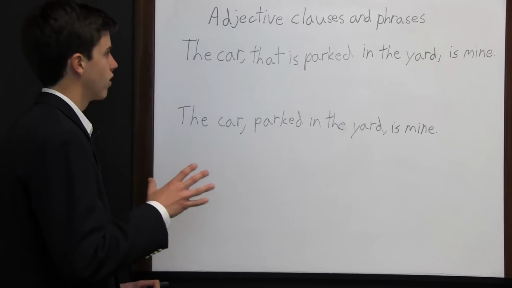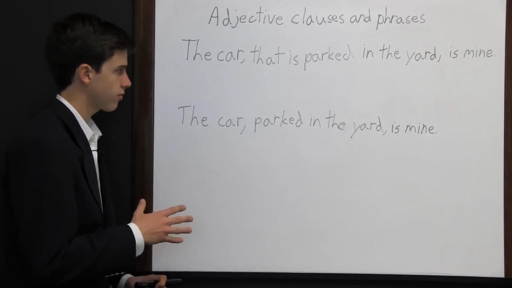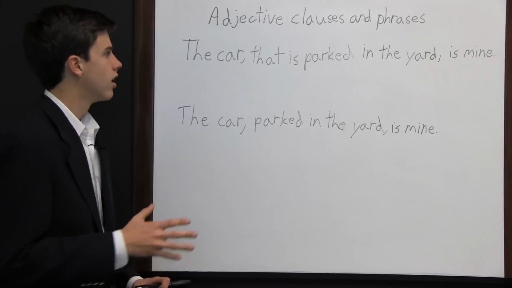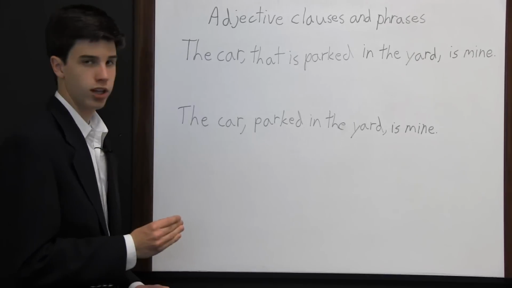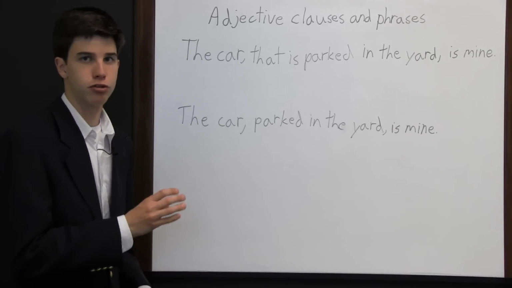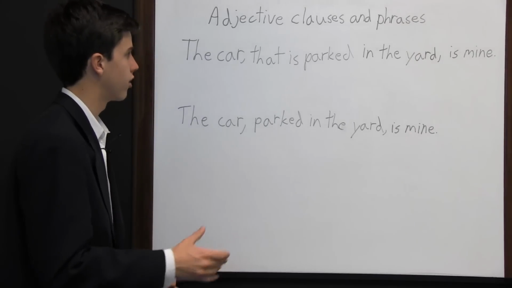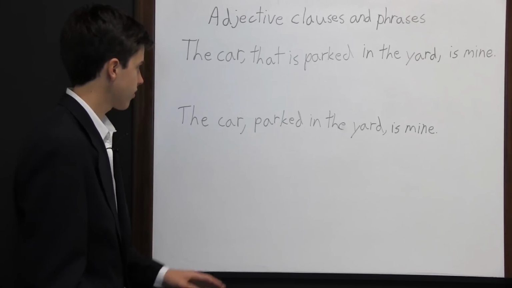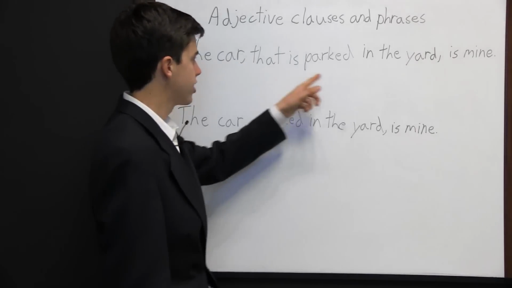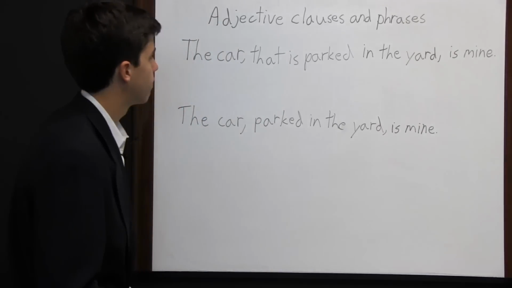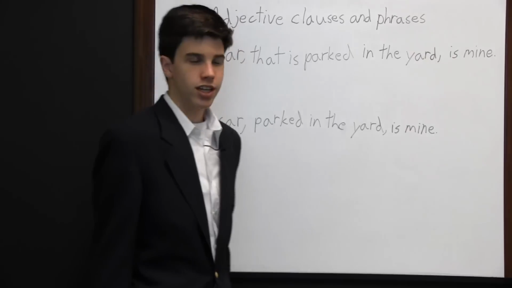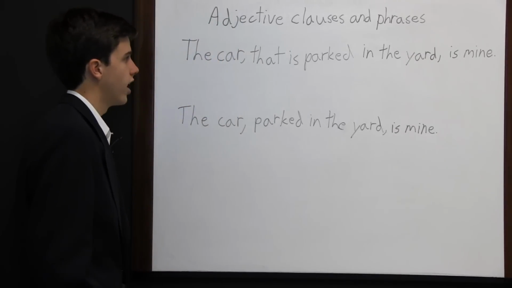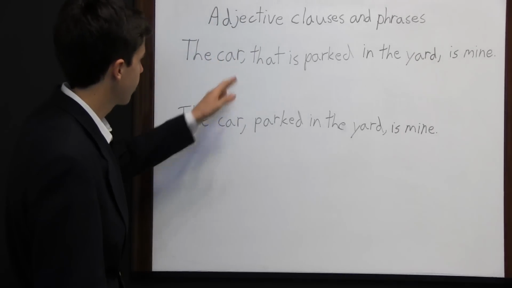So we're looking for this clause in this sentence. So like I said, adjective clauses collectively play the role of an adjective. So we're looking for a group of words that describe another word in the sentence. So if you look right here at "that is parked in the yard," it's marked off by commas. And "that is parked in the yard" plays the role, or could play the role, of an adjective because it's describing the word car.